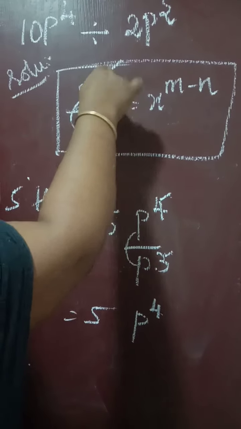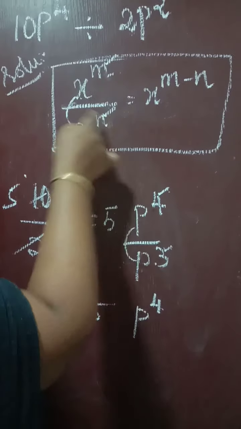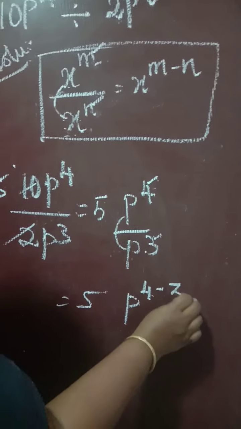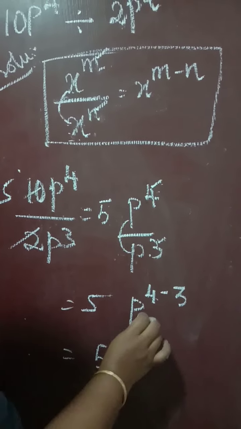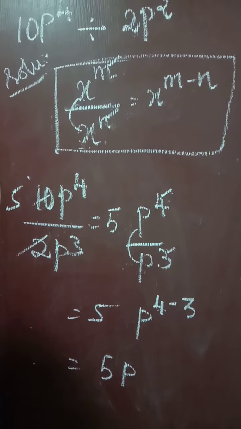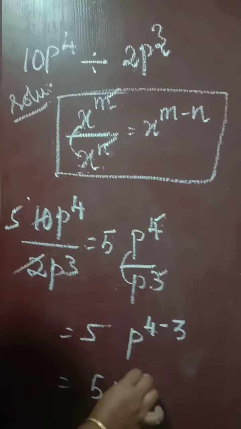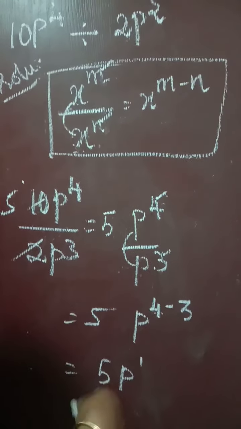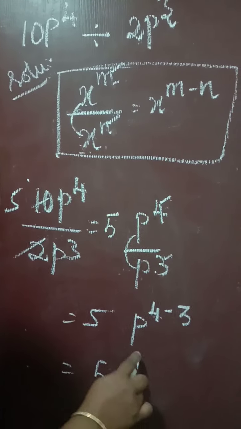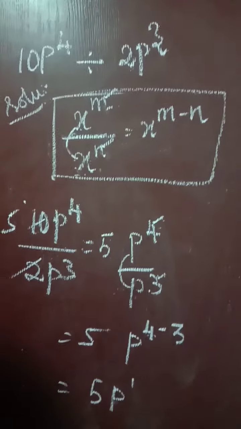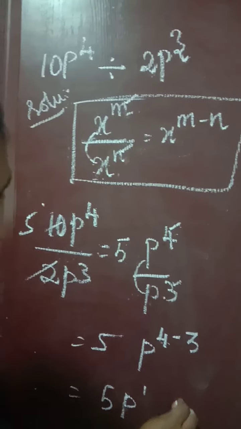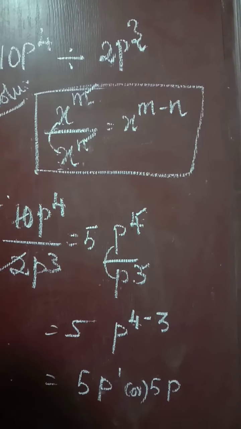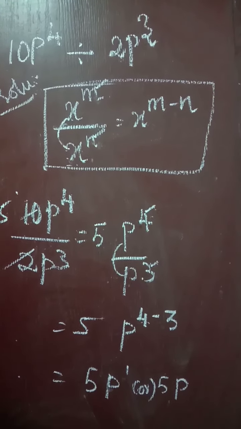Listen, numerator power minus denominator power. So 4 minus 3. So 5 p power, what is the value of 4 minus 3? Yes, 4 minus 3 is 1. If it is p power 1, it is understood as p. P how many times? 1 time, so p power 1. This one and this one are the same. So 5p power 1 or 5p, these two have the same value.